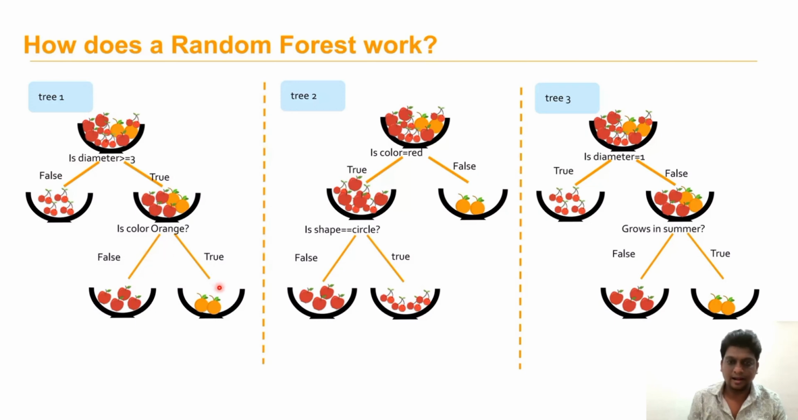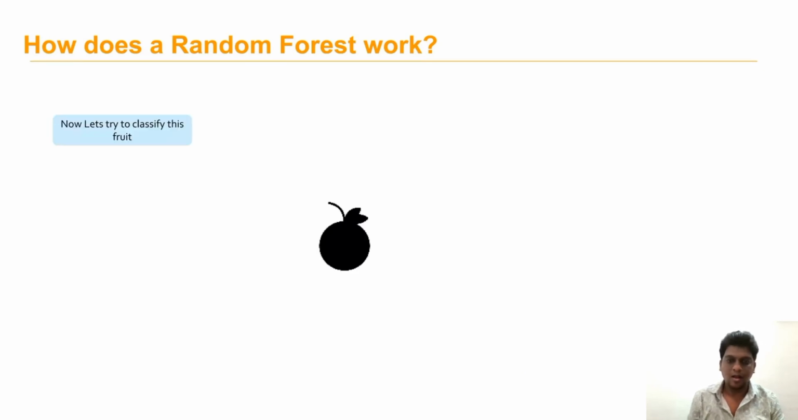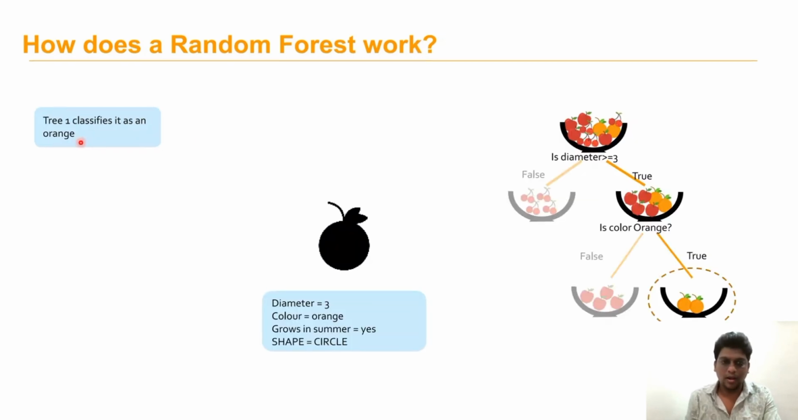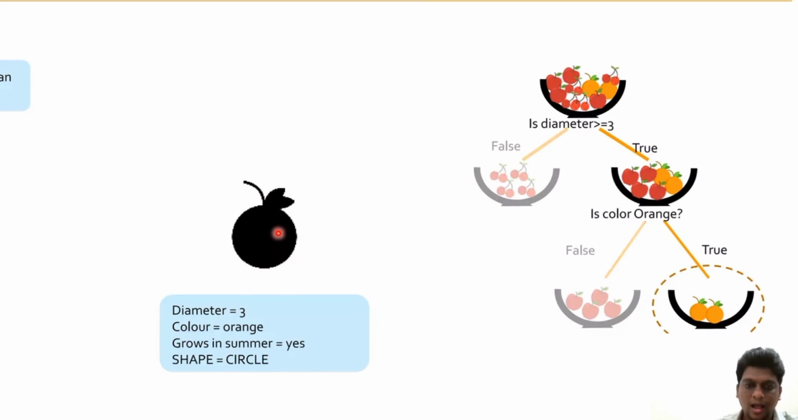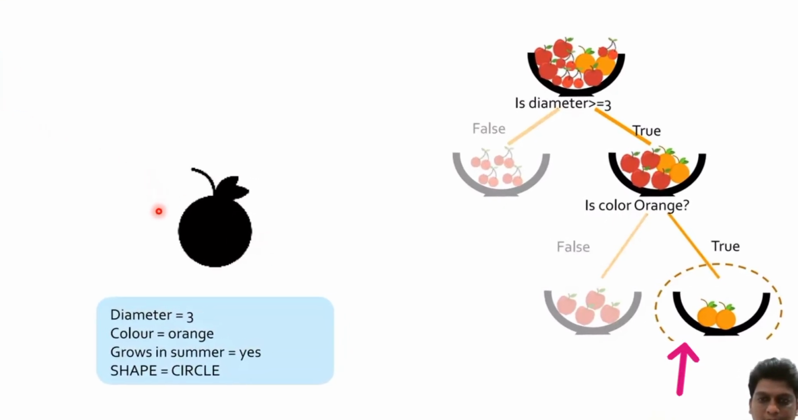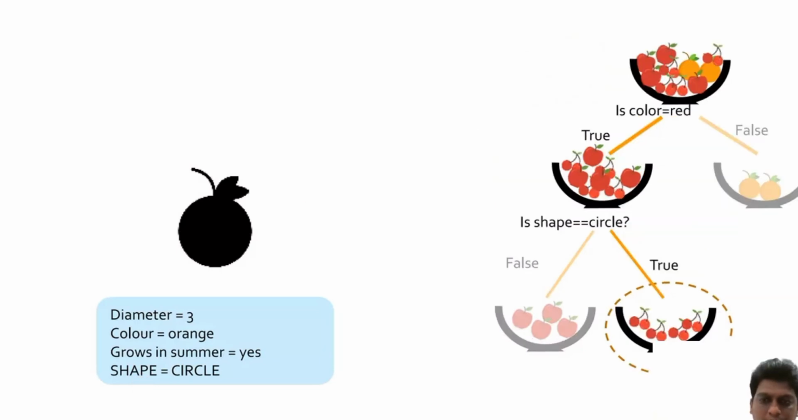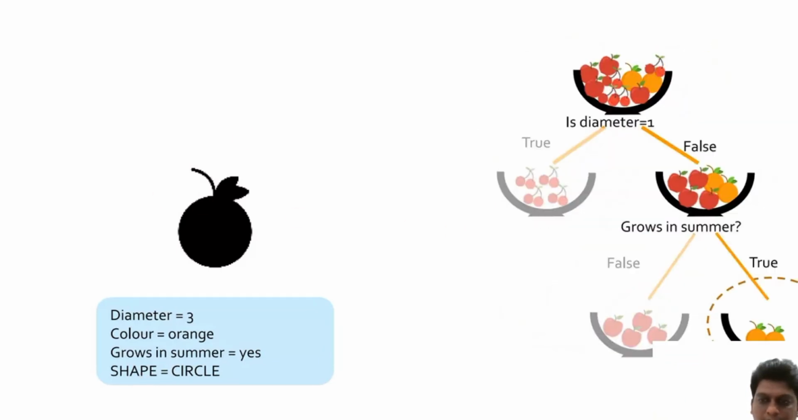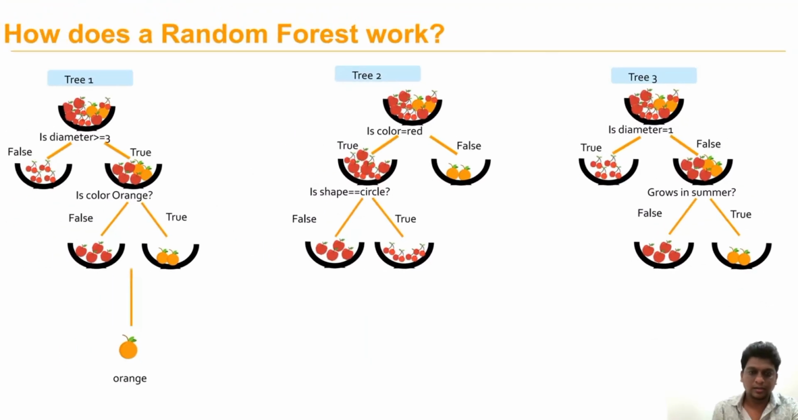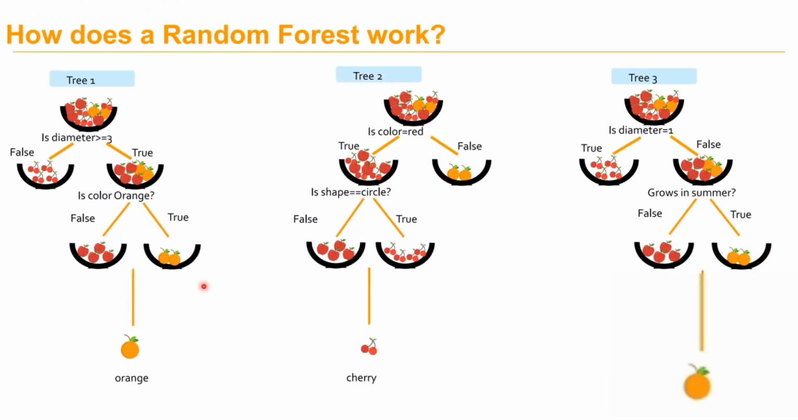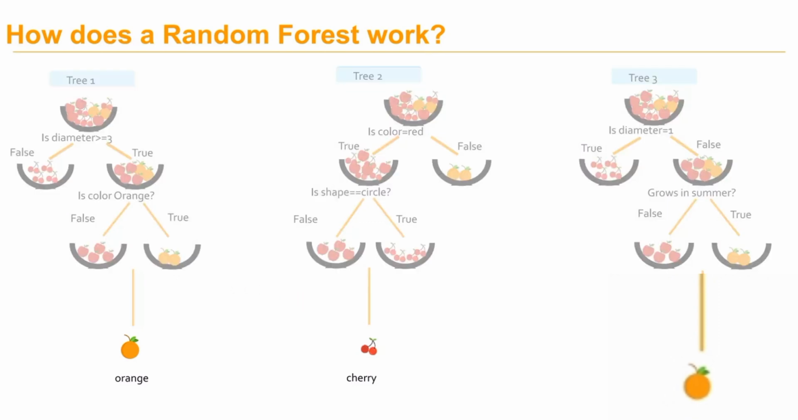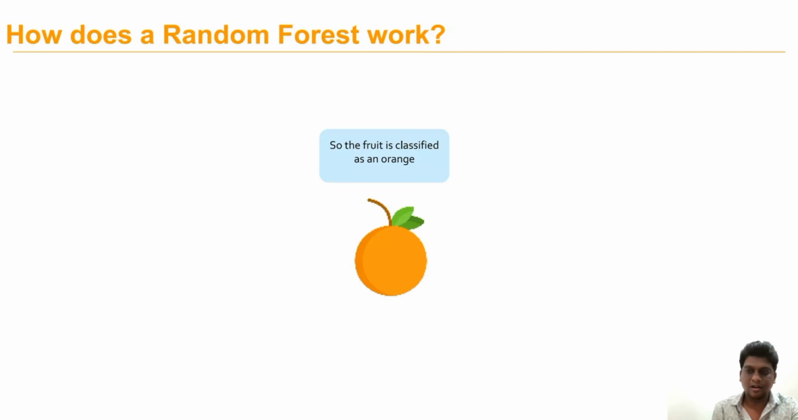We have to identify one unknown data. Tree 1 classifies that unknown data as an orange because it uses the diameter, color, whether it is grown in summer, and its shape. Tree 2 classifies it as cherry, and the third tree identifies it as orange. So the majority voting is orange. The final output is taken as orange. The given fruit is identified as orange.